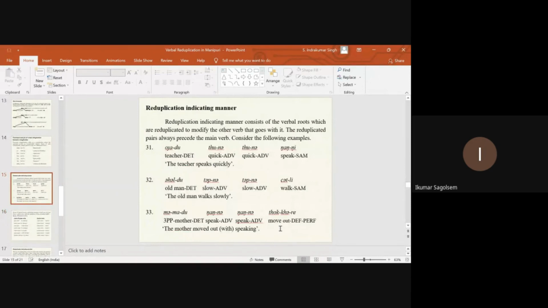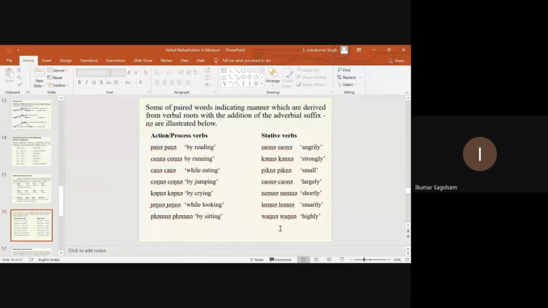Reduplication in a negative manner consists of verbal roots which modify the main verb. For example, tuna tuna in 31, tapna tapna, slowly, in 32 describe their respective main verbs ngangi and satli. The same process is also followed in 33, that is, the verbal root nganga describes the main verb tokre. Mamadu nganga tokre, the mother moved out speaking.